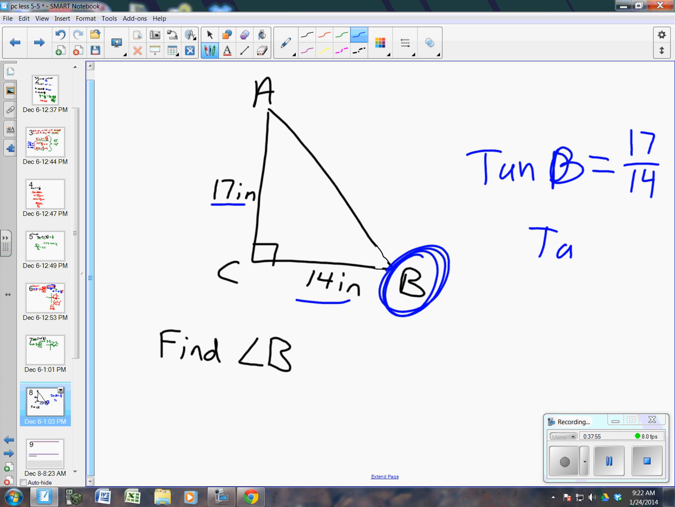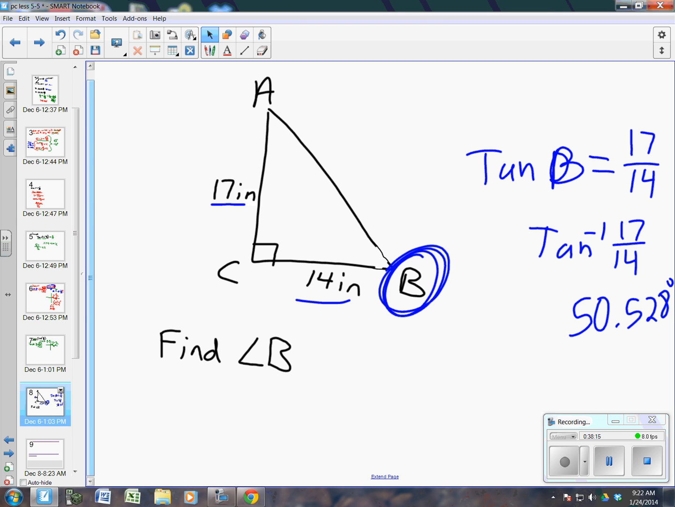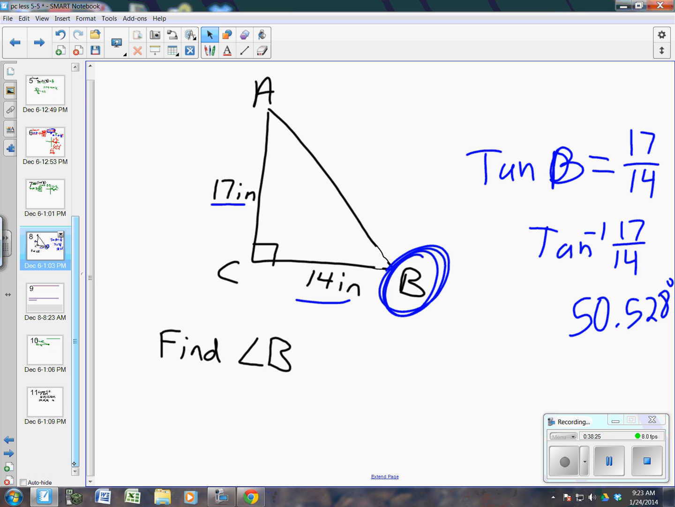But I put it in my calculator as, I change it to this form right here. Tangent inverse equals 17 over 40. So I put it in my calculator like that, and I get 50 point whatever. What was it? 50 point what? That's all you have to do. 52.8 degrees. And that's all you have to do. If you have two sides of a right triangle, you can find one of the acute angles by doing an inverse. Okay? Just get the right trig function, the right one you need.